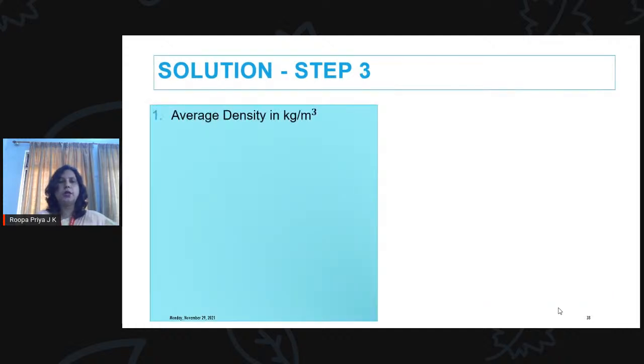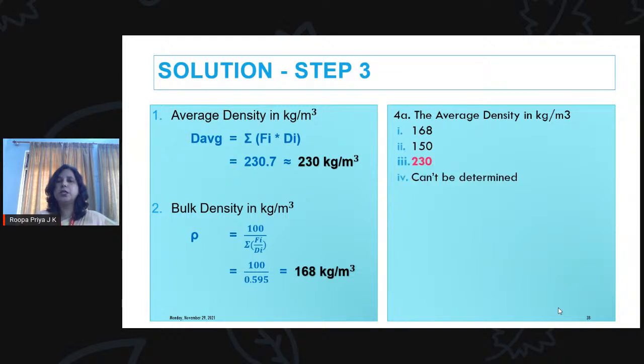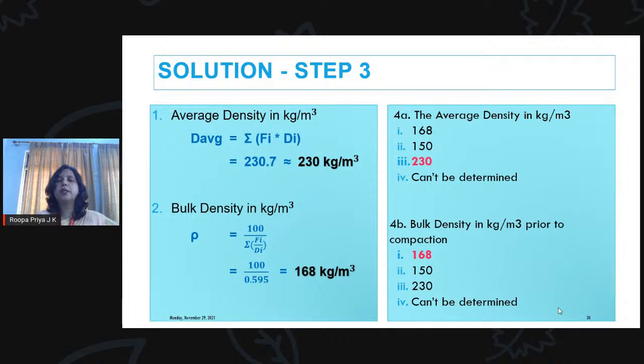Now to the solution. Because we have 4 different options to select our answer, when we calculate the average density, the summation of Fi into Di, we get 230.7, that is approximately 230 kg per meter cube. And the bulk density in kg per meter cube is coming up to 168 kg per meter cube. According to the question, we had 4 different options. So we have our answer as 230 kg per meter cube. And for the bulk density, again, we had 4 options, so we have 168 kg per meter cube as our answer to the questions asked. So this is the calculation for the specific weight or the density of solid waste.